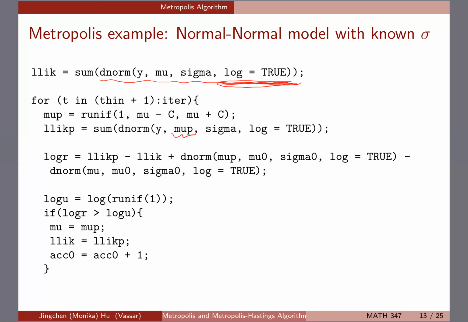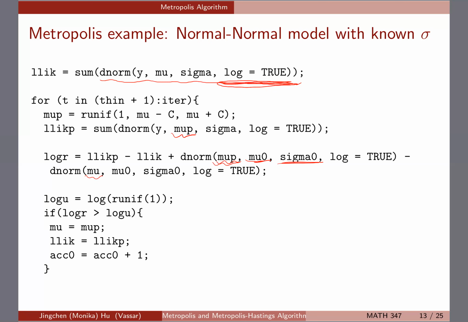It will be, because everything now is on the log scale, so dividing becomes minus, right? So we should do the log likelihood at the proposal value minus the log likelihood at the current value. So that's the first ratio that we talked about. And then the third and the fourth terms here are just evaluating the prior density. Because the prior, if you remember, is mu 0 and sigma 0. So I'm evaluating the prior density, a normal under mu p, and then minus that under the current mu. So this line completes my computation of log R.